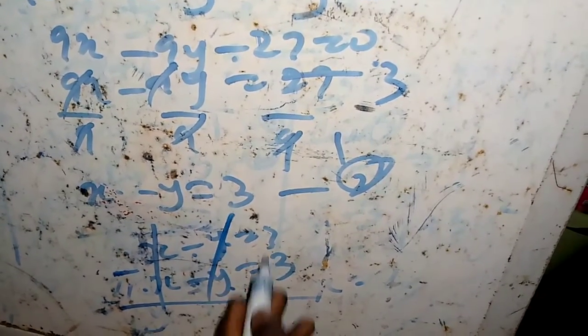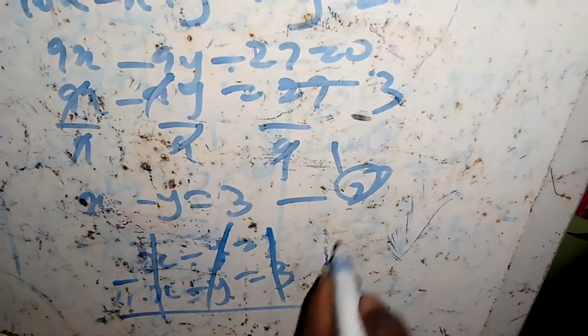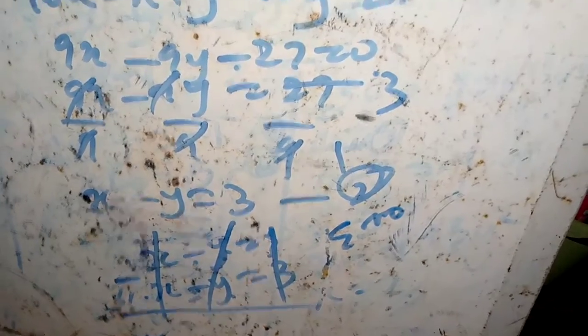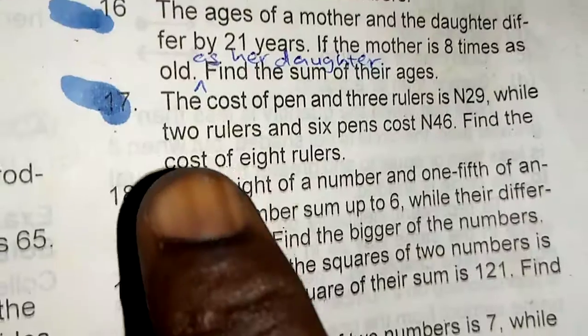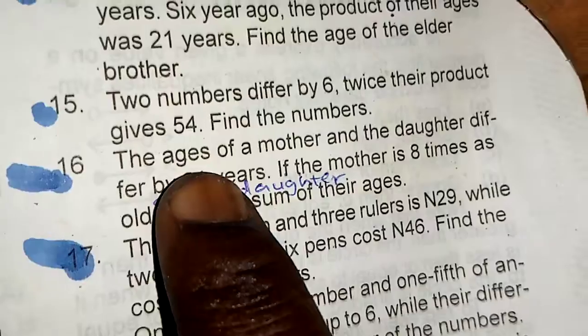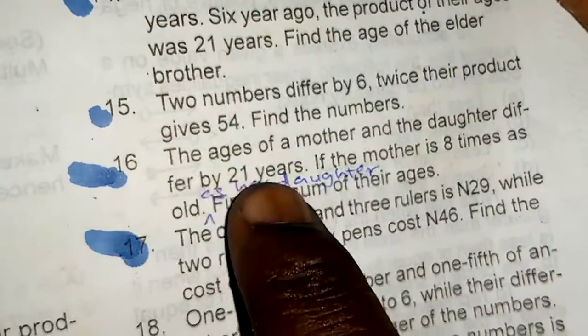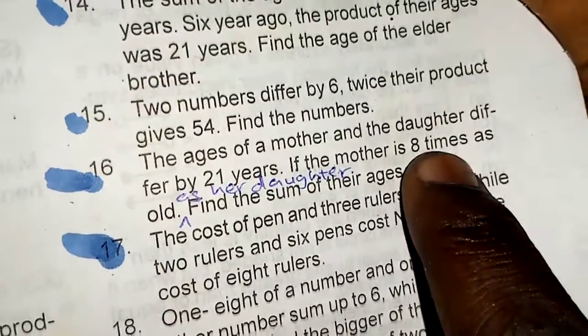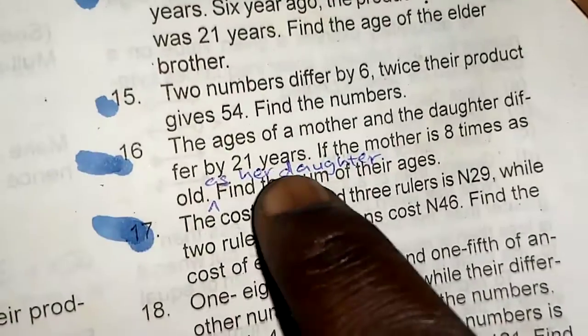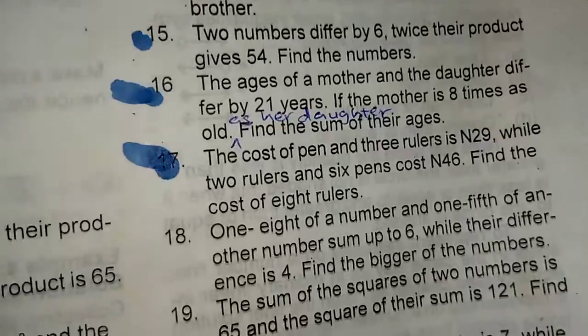So it also cancels. So 3 minus 3 also cancels. So that's the answer to the previous question. Moving to the next question. Looking at this question, the ages of a mother and her daughter differ by 21. If the mother is 8 times as old as her daughter, find the sum of their ages.